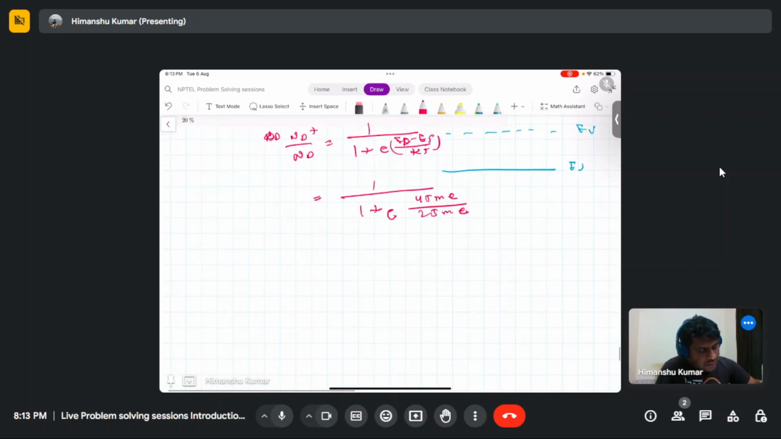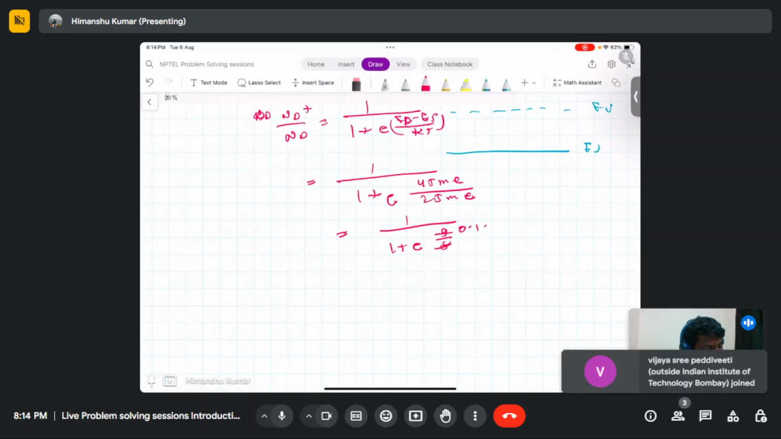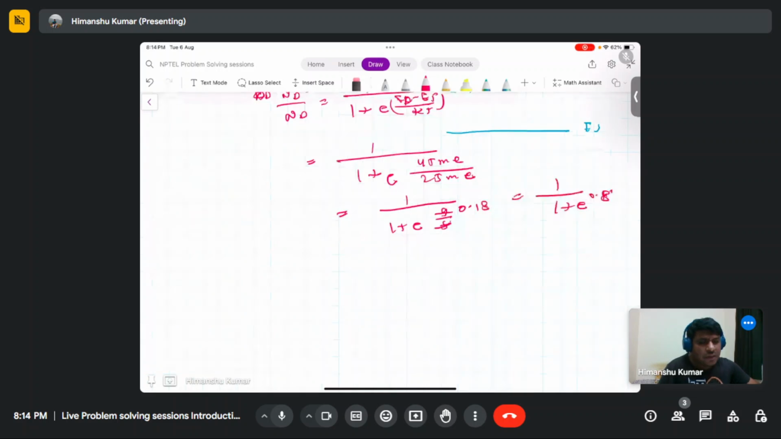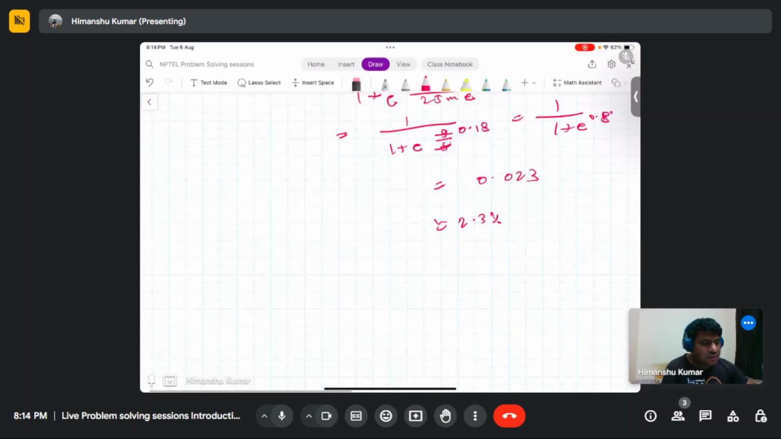So this will become 1 upon 1 plus exponential of 9 by 5. So this will become 9 by 5, and this will become 0.18. So this will become 1 upon 1 plus exponential of 0.18, and if you solve this you will get around 0.023, and if you calculate in percentage then this will become around 2.3%. So that is the correct answer, and this was one of the GATE problems in recent past years.